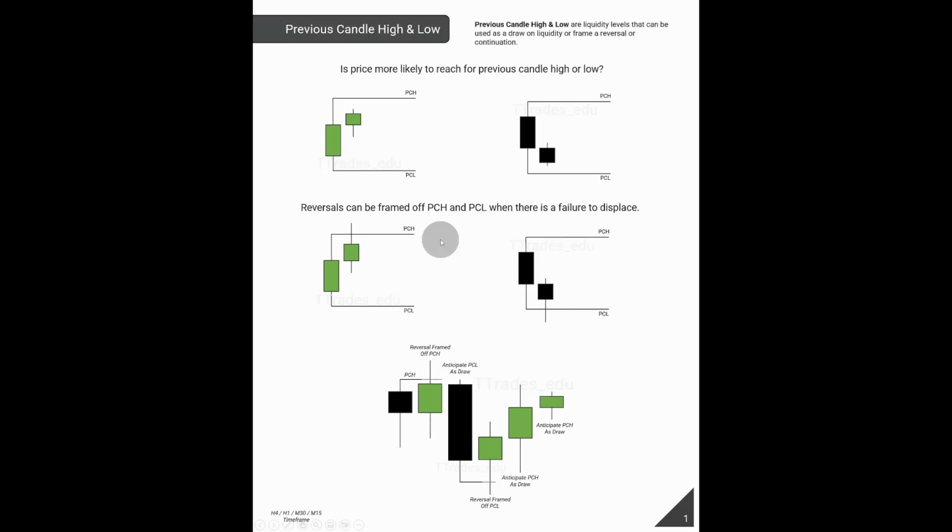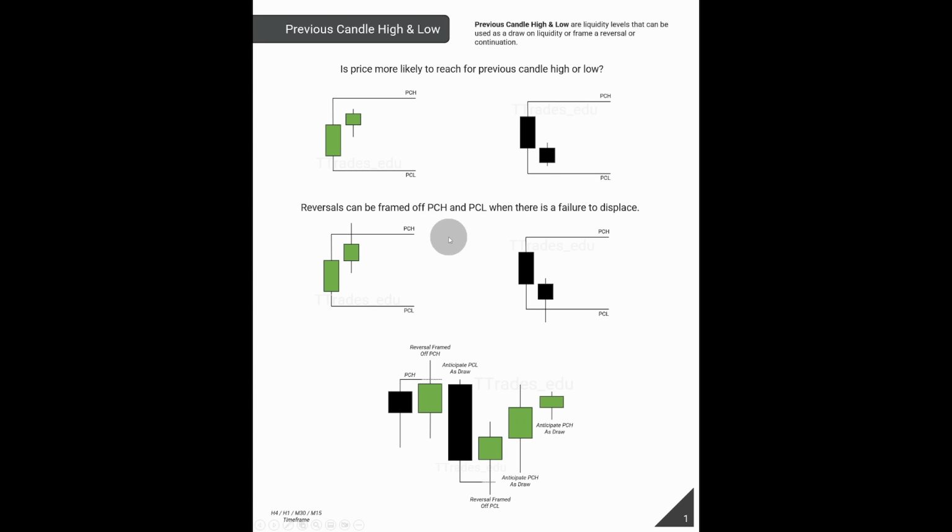The first thing we're going to take a look at is the previous candle's high and low. This can be used to frame a draw on liquidity or a reversal. For example here, unless price is going to consolidate in this range forever, it is going to have to reach for the previous candle's high or the previous candle's low. Considering price is moving up here, it's more likely to take previous candle's high, so this can be used as a draw on liquidity. Similarly, over here with the bearish example, price is more likely to reach for previous candle's low than it is previous candle's high.